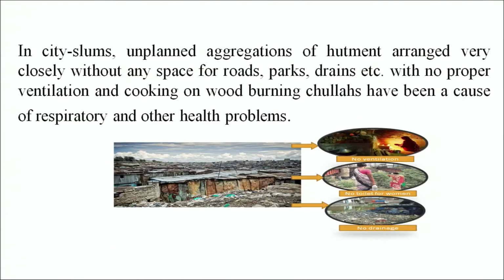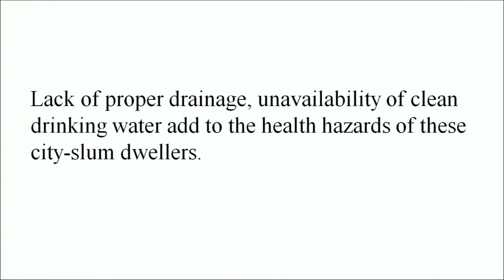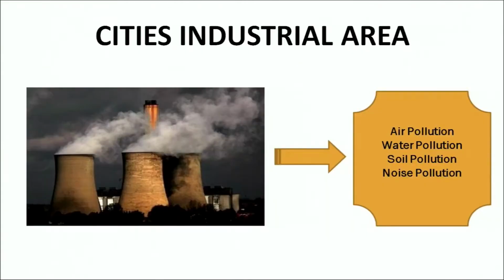In city slums, unplanned aggregation of huts arranged very closely without any space for roads, parks, drains, etc., with no proper ventilation and cooking on wood-burning chulhas have been a cause of respiratory and other health problems. Lack of proper drainage and unavailability of clean drinking water add to the health hazards of these city slum dwellers. Now, cities' industrial areas. Many industries are established in an unplanned manner and without environmental impact assessment, which has resulted in air, water, soil and noise pollution.